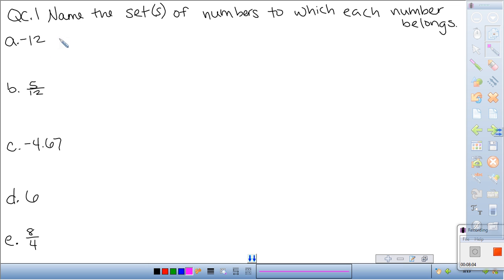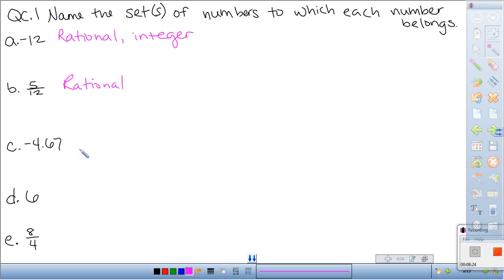So negative 12, definitely rational. It has a terminating decimal at 0.0. It's a rational number and also an integer. But remember, whole numbers can't have negatives, so we stop there. 5/12, yes, rational. It's a ratio. It is a fraction. Can't be an integer, though, because we don't do fractions or decimals for integers.